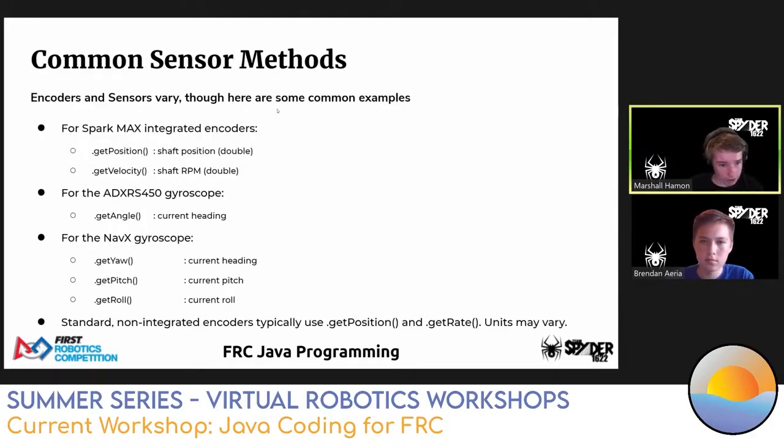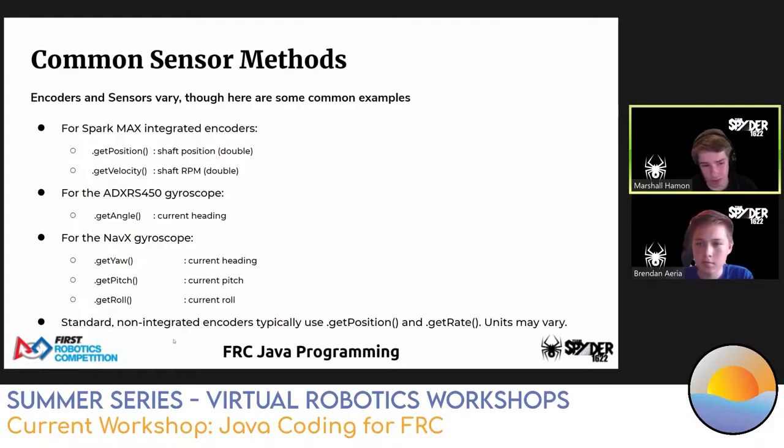Now that you know about the types of sensors you may find yourself using, let's talk about how we can implement them. A motor controller with an integrated encoder that 6222 has a lot of experience with is the Spark Max, which has the built-in get position and get velocity methods. The get position method returns a double representing the number of rotations of the shaft, and the get velocity method returns the rate at which the shaft turns.